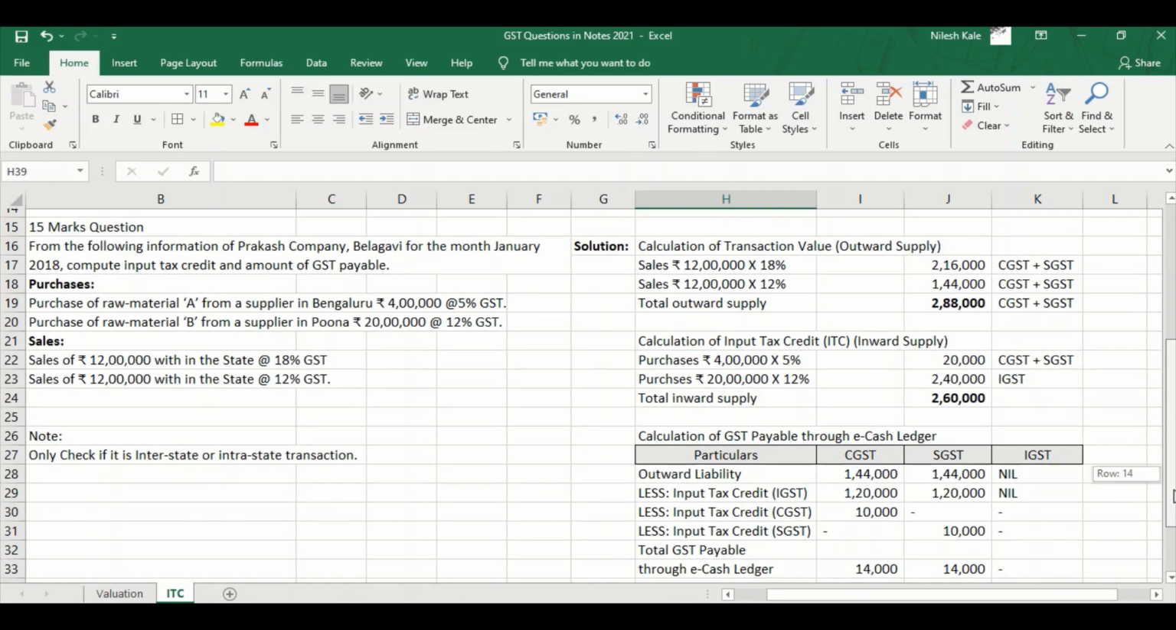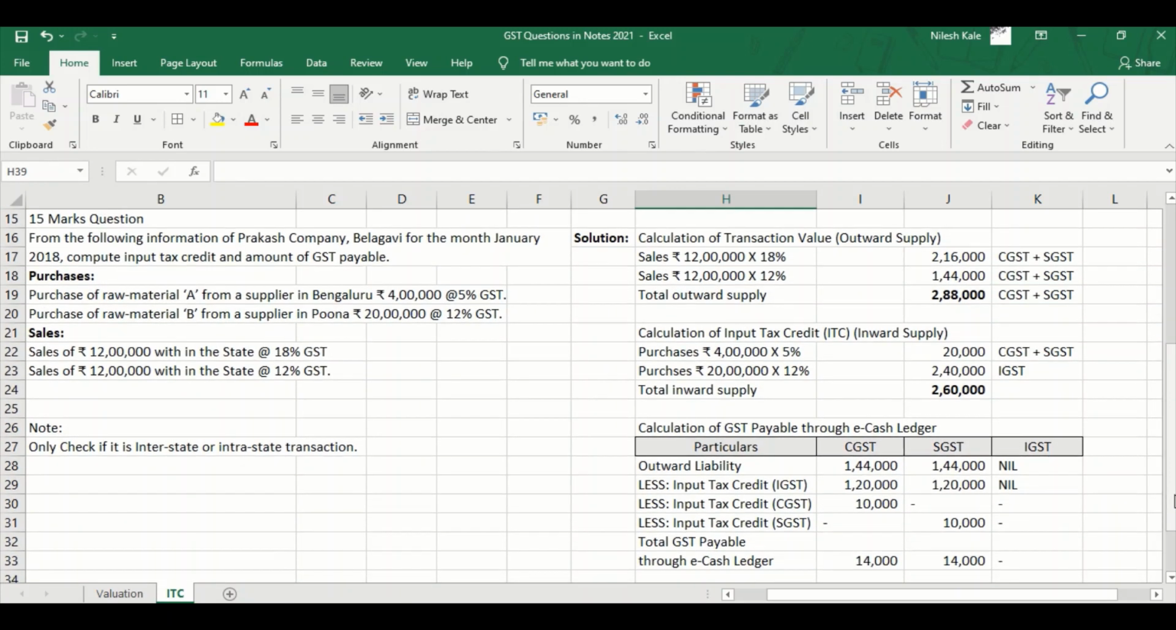That's it. Pause the video, copy this question, understand it, and this is a 15 marks question, as we have seen. If you have any doubts and clarifications, you can please comment below.